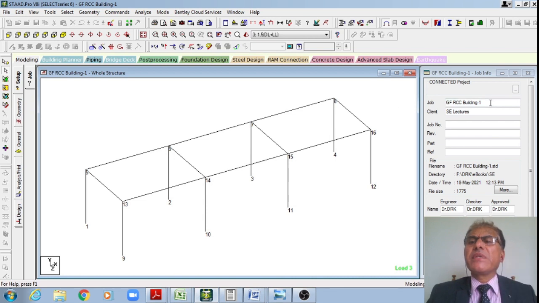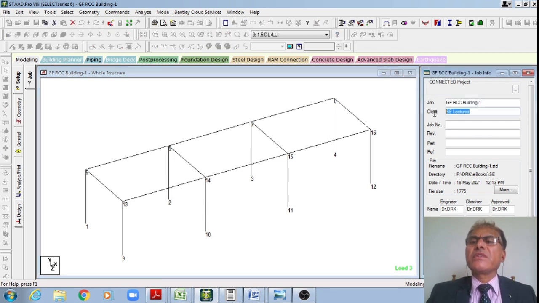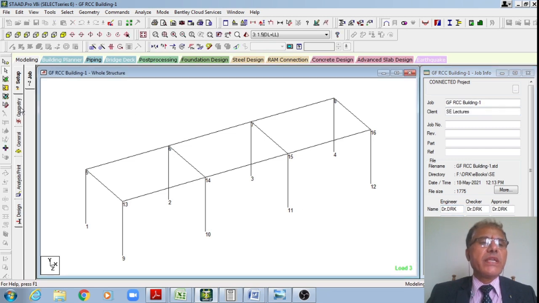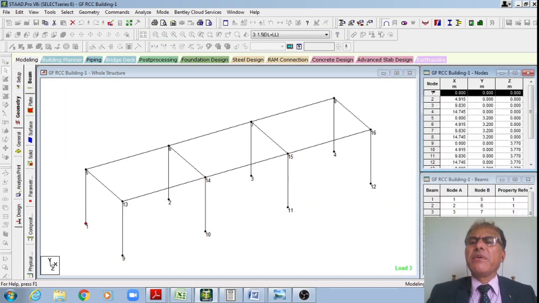Now I'll define that this is the job information. I'm saying ground floor RCC building for the structural engineering client, and designed by which engineer, and checked by which engineer on which date. I'll give that. Then I'll move to the top, the next page, geometry, right?